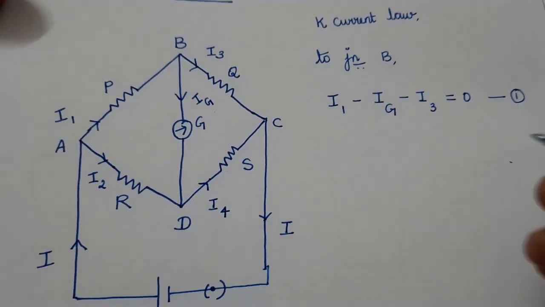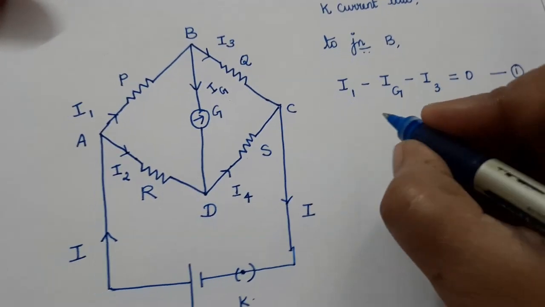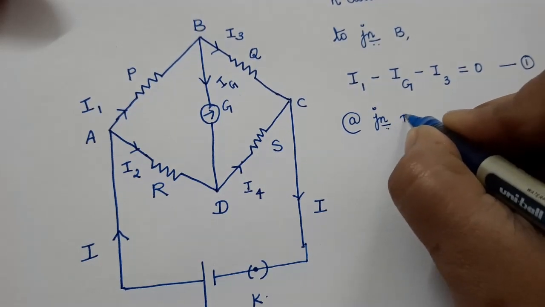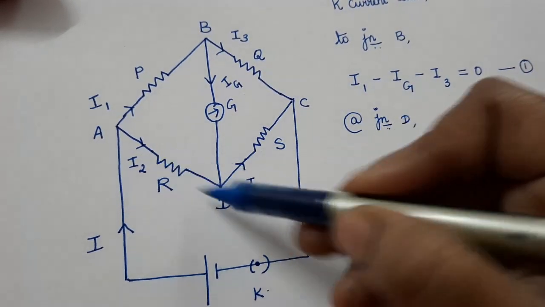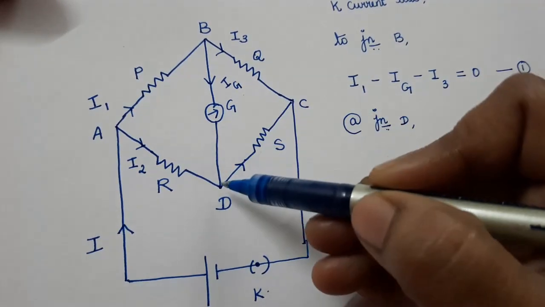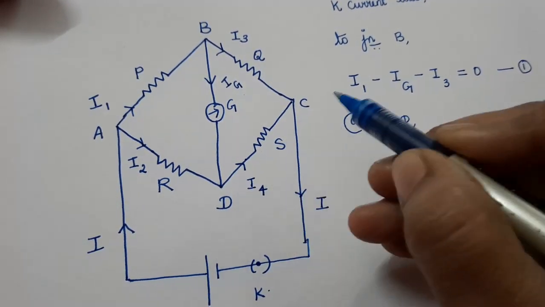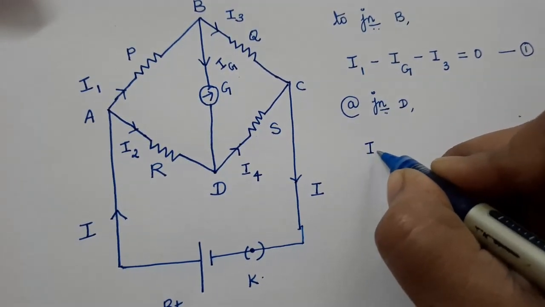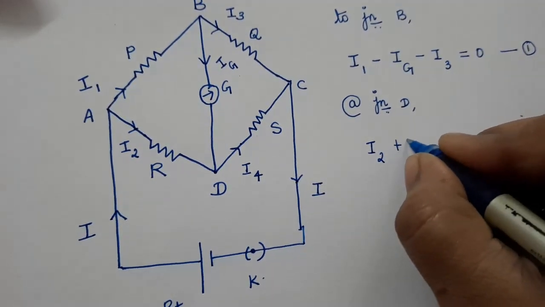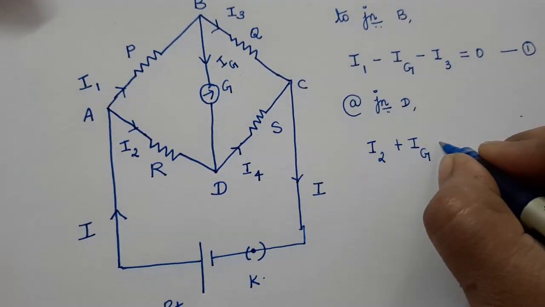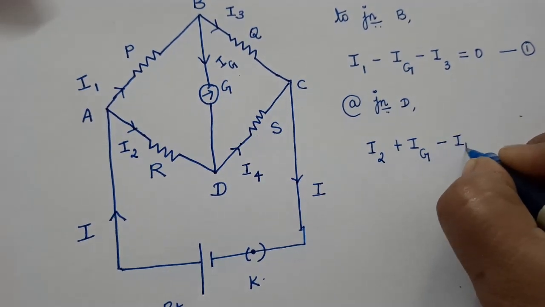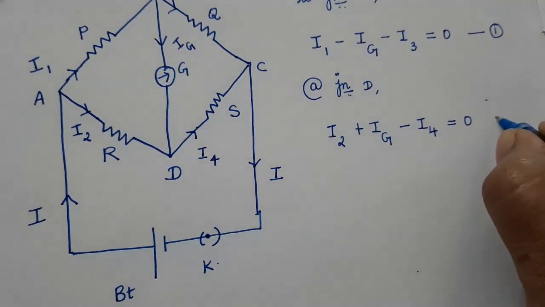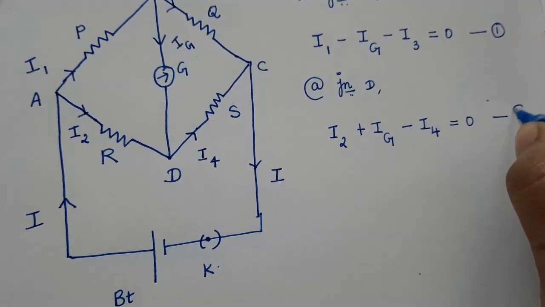Then look at junction D. At junction D, we can see the I2 current is approaching, Ig is approaching, and I4 is leaving the junction. So it is I2 plus Ig minus I4, because I4 is leaving the junction, equal to 0. Let us take it as equation number 2.